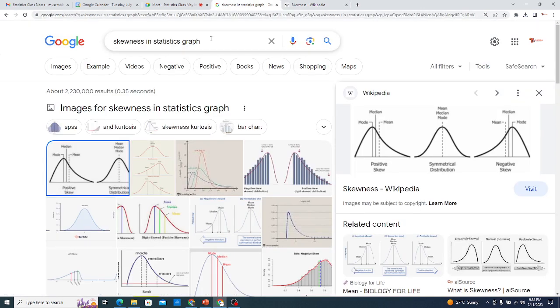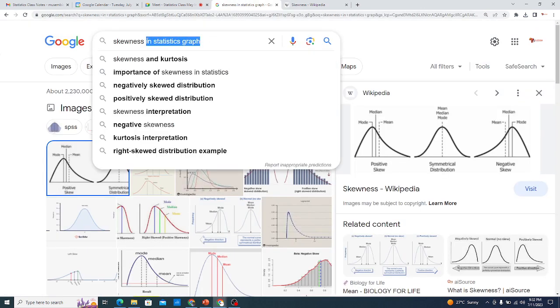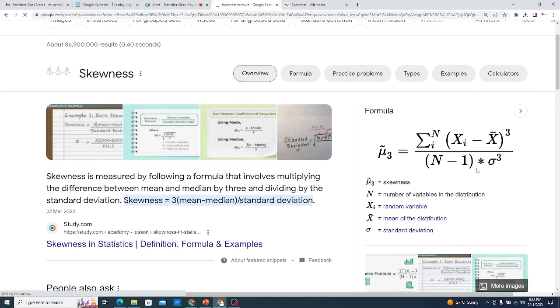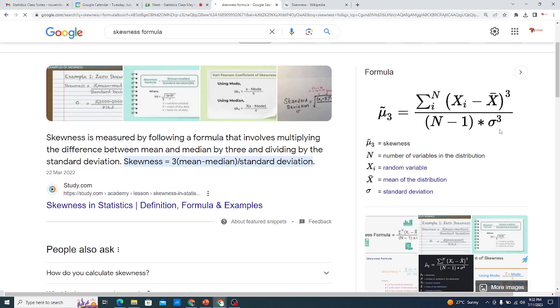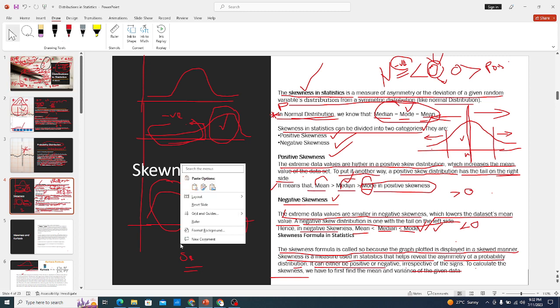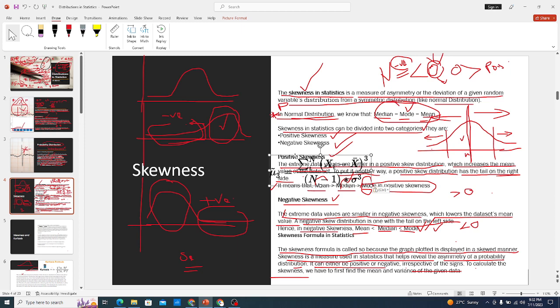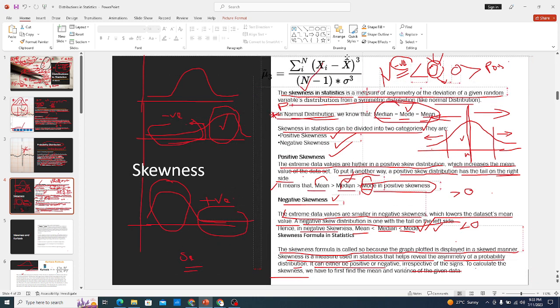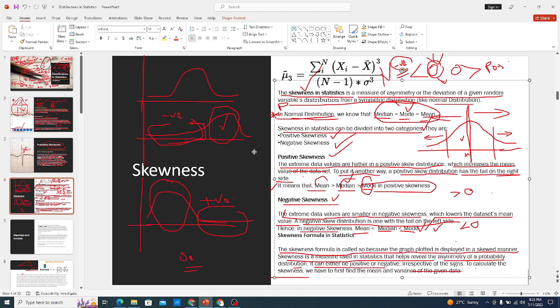Maybe let's try and see. That is the skewness formula. So the skewness formula is this one. Maybe I can copy this image to our slide just so that we may have it. Let me keep it here. This is our skewness formula.